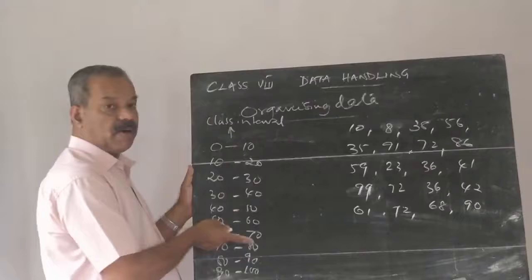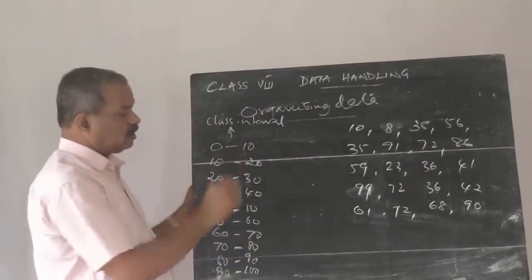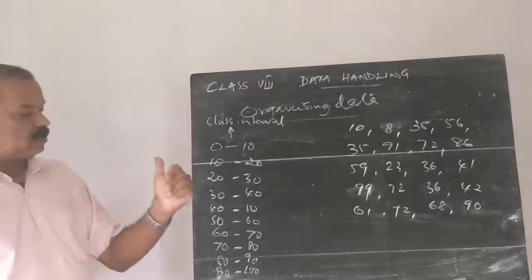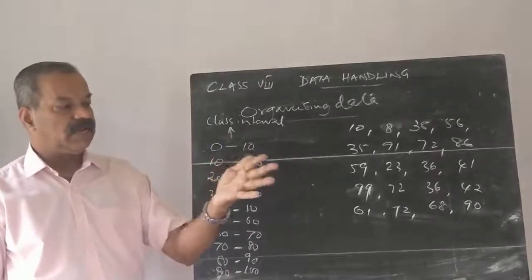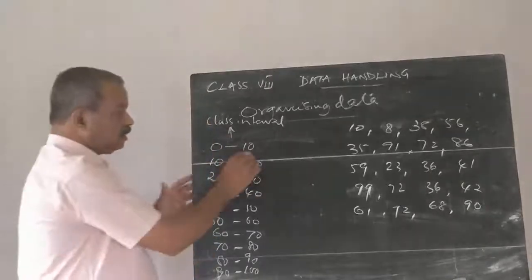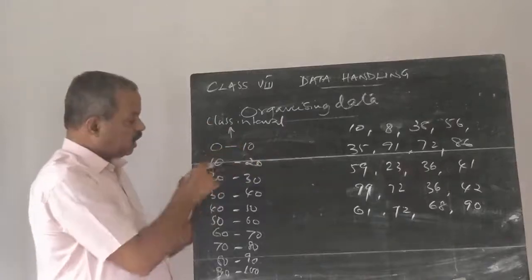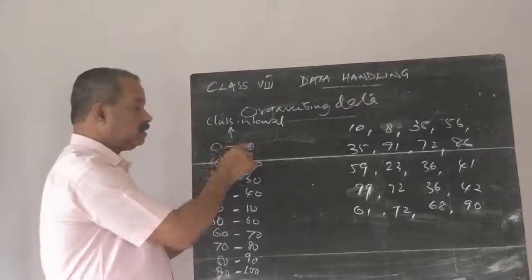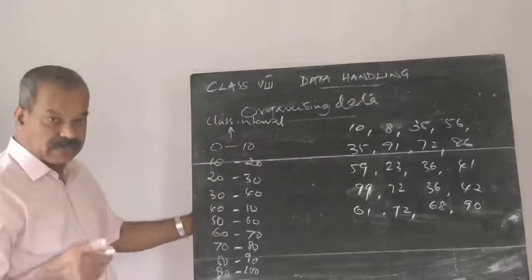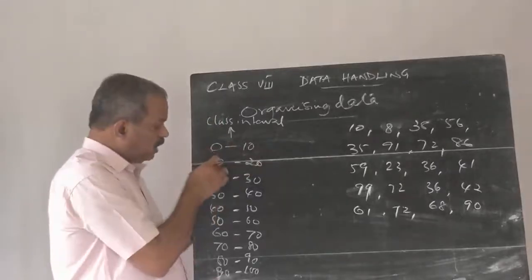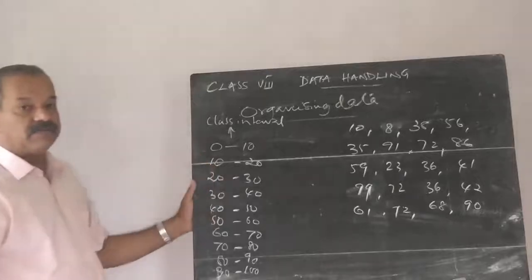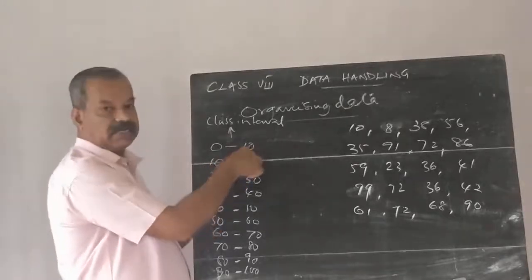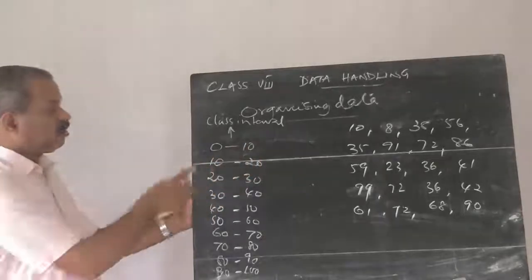How many marks are included in this? 0, 1, 2, 3, 4, 5, 6, 7, 8, 9. 10 is here, but 10 is here also. So to avoid the confusion, we must include 10 in the second class interval. Here we must write 10 as the limit of this.